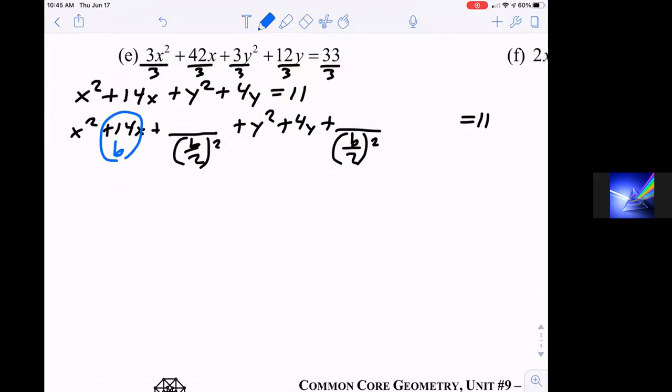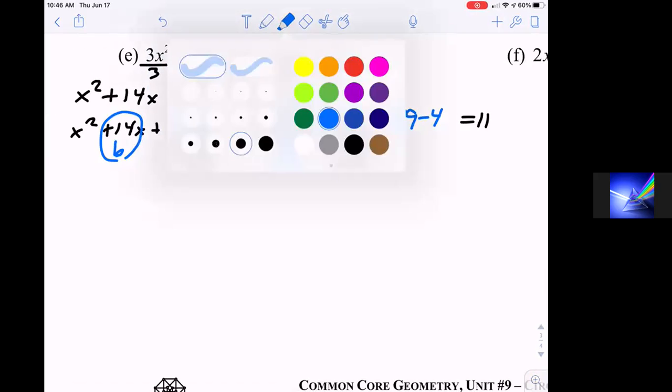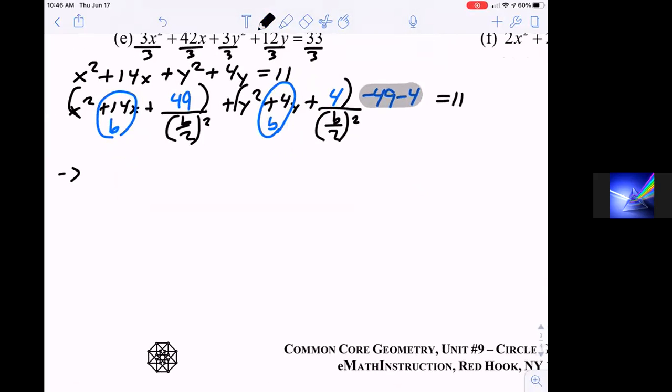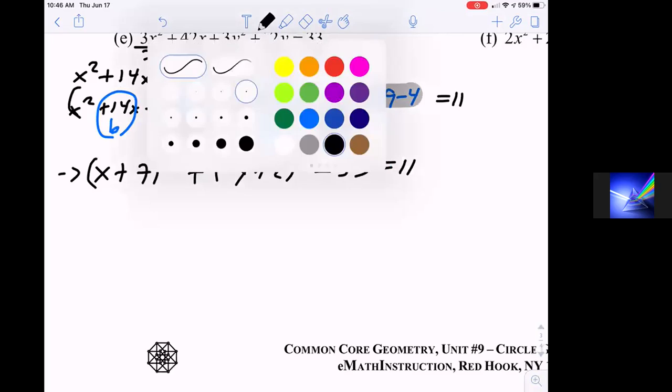Now here's your b term. Half of 14 is 7. Square it, we get 49. Subtract the 49 here. Here's our b term over here. Half of 4 is 2. Square it, we get 4. Subtract the 4 over here as well. Add those negative numbers, and group your x and y terms into perfect square binomials. And we get x plus 7 squared plus y plus 2 quantity squared minus 53 equals 11.